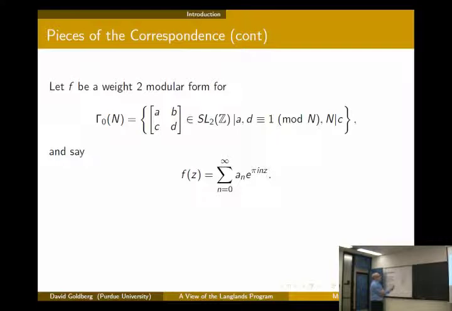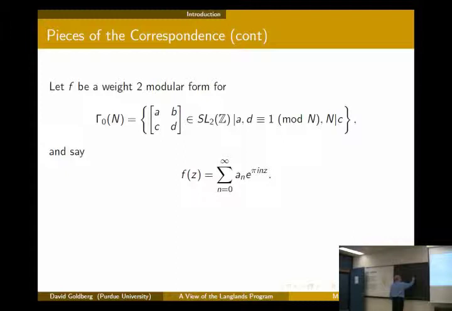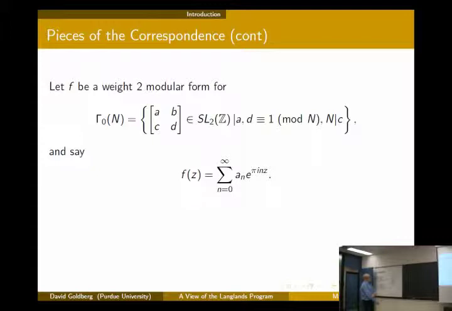I'm going to explain what this means a little later, but for right now I'm going to use some words without explaining. So I'm going to say that I have a weight 2 modular form for the group gamma 0 of n. I won't tell you what it is. It's the subgroup of the modular group SL2Z for which the matrices look like 1, 0 when you mod out by n. That's essentially the group that we're looking at. It's a unimodular group mod n.